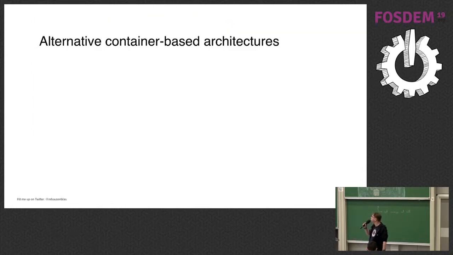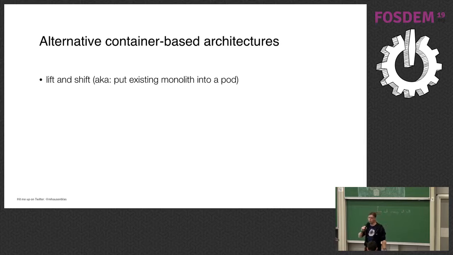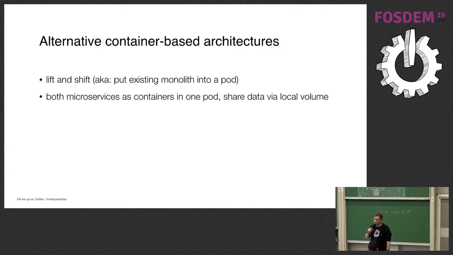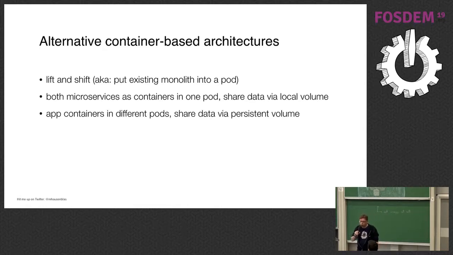As alternative system designs, I could have just done a lift and shift, essentially taking that monolith and putting that into a pod. I could also have the different containers in one pod and use a local volume to share the images and the metadata. Or I could have different pods and use a persistent volume rather than Minio. Minio, in that case, is a little bit more flexible because I'm not dependent on the environment to see what kind of read-write volumes I have available.